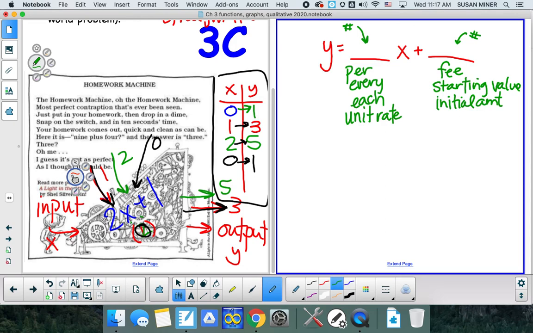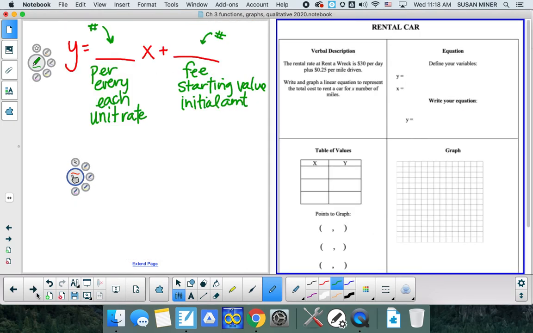Okay, so the first thing that we want to do here is get a story problem. Here's our story problem. We're going to write an equation from this story problem. The way that I do this is I start by writing my equation first. I get my equation set up, and then I know what my equation is going to look like in order for me to collect the data.